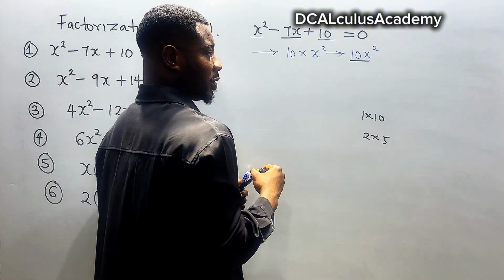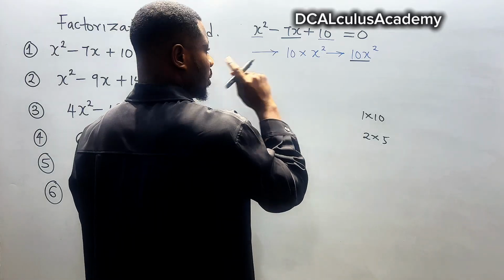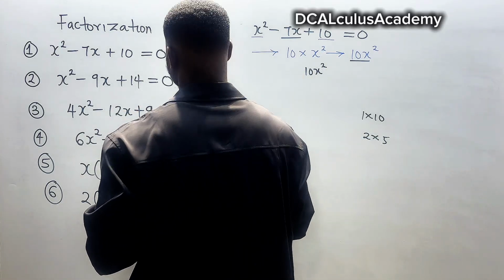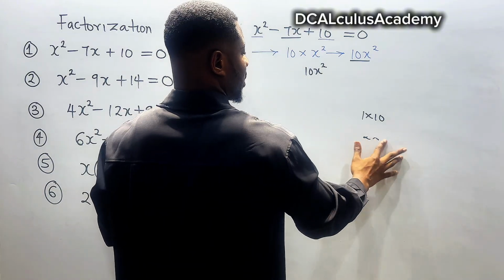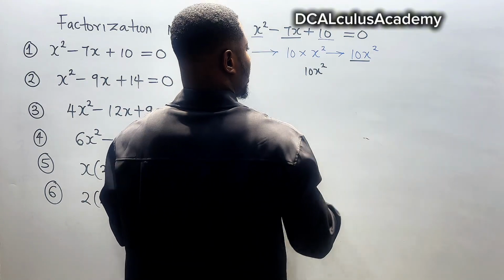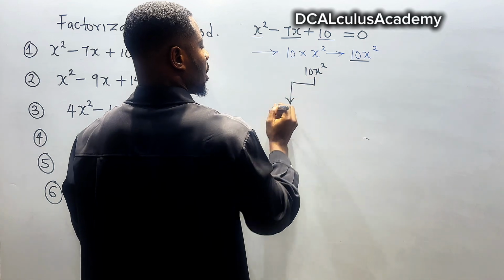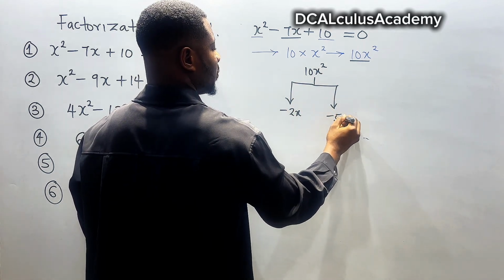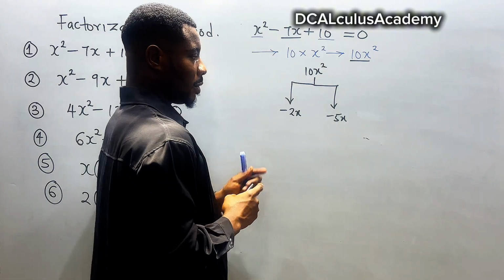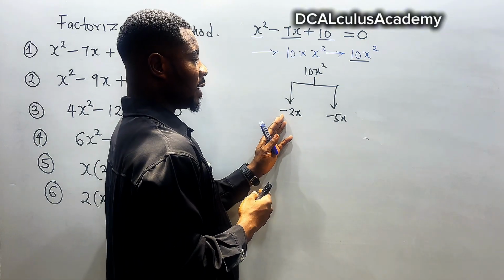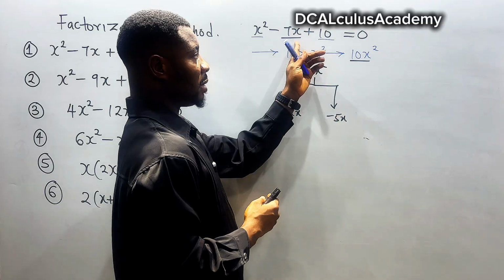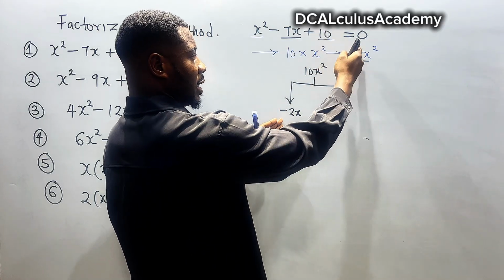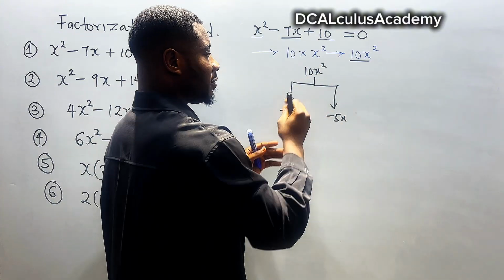Okay, what does this mean? It means that if I want to get the possible factors for 10x squared here, I could say minus 2x and minus 5x. Minus 2 and minus 5, because if I add minus 2 and minus 5, I'll get minus 7. And if I multiply minus 2x and minus 5x, I'm going to get 10x squared. So this is the accepted factor.